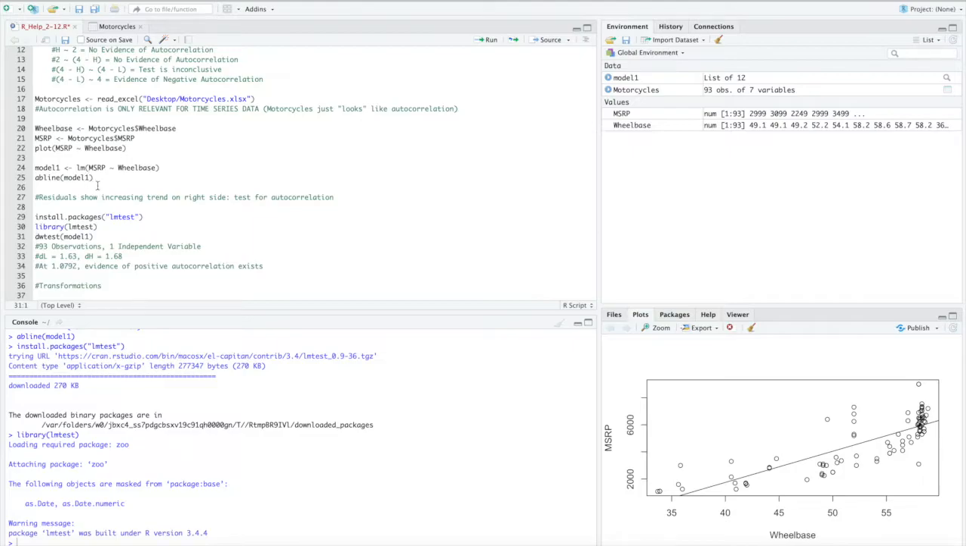And then just to review, I had made a model and I titled it model1. It's a linear model comparing MSRP and wheelbase. So once you've run library lmtest, you're going to type in dwtest and then the name of your model within the parentheses. So in this case, it would be dwtest(model1) because I referenced model1 as the linear model between MSRP and wheelbase.